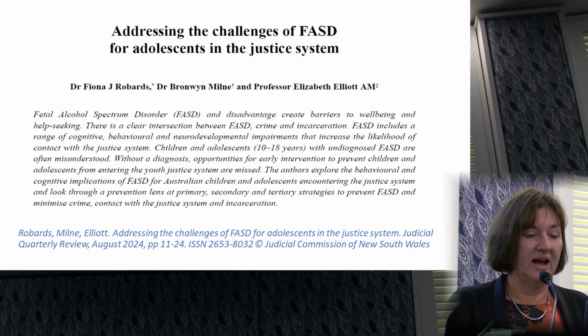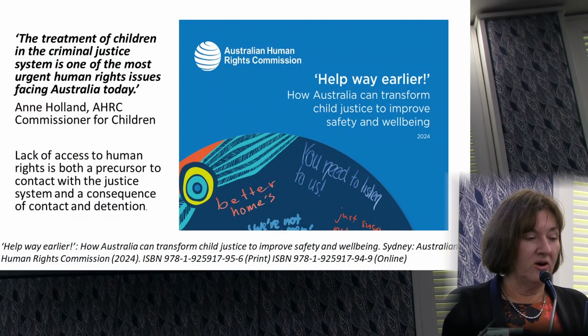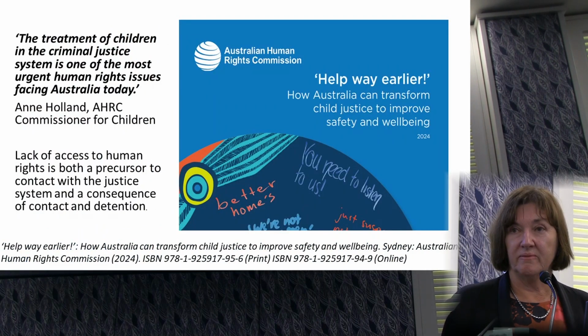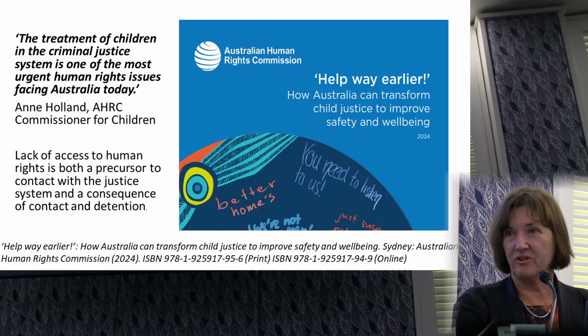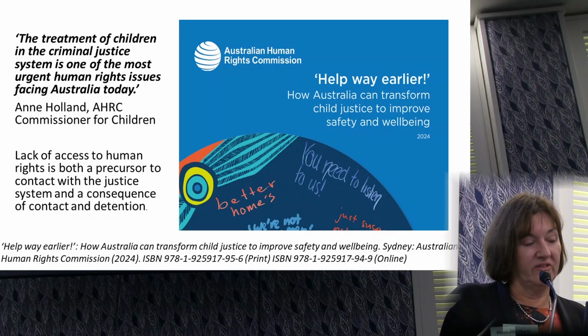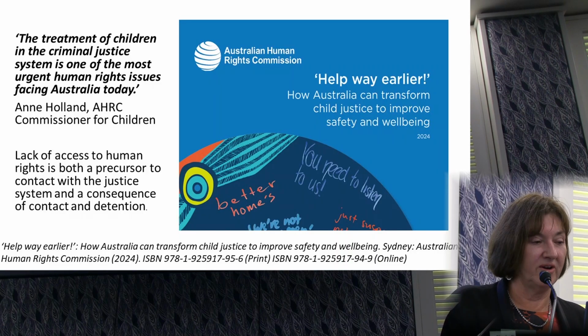justice system about that. On Tuesday morning, I was in Parliament House, Canberra, with Anne Hollins, who's the Children's Commissioner for the Australian Human Rights Commission. They've just released a report on how Australia needs to transform child justice to improving safety and well-being, and I wish she'd been here today because I think some of the answers have been prevented. But she says in this report, the treatment of children in the criminal justice system is one of the most urgent human rights issues facing Australia today.